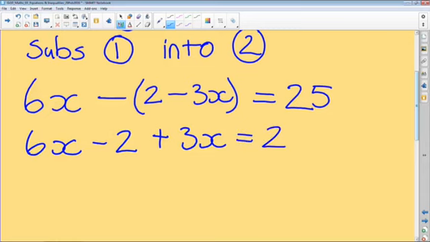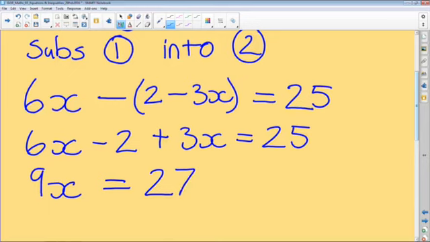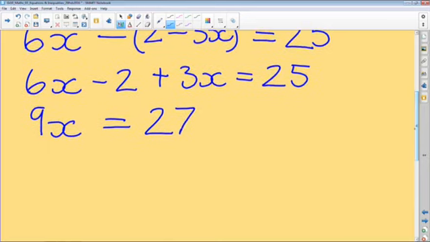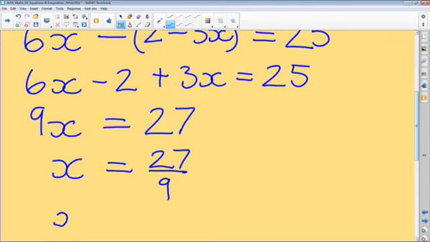It is a linear equation, which means I need to have all of my x's on one side and all of my numbers on the other side. I'm skipping a few steps here, but you are all old enough and ugly enough to do it as well. Giving me an answer of 27 divided by 9, which means that x is equal to 3.